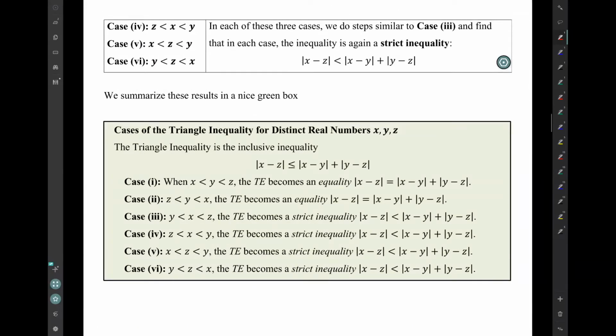Now cases 4, 5, and 6 unfold in much the same way as case 3. In each case, we end up with a strict inequality. So we summarize these results in a nice green box. So the triangle inequality is this inclusive inequality, the inclusive less than.